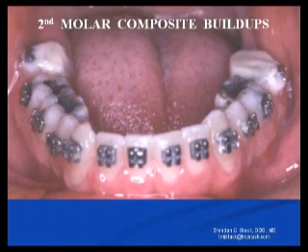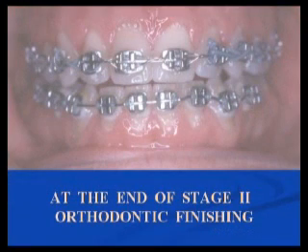On the lower arch, we put composite buildups and brackets on the rest of the teeth and level and align them. We put a molar tube on the second molars as high up as we can, even if it's on the composite buildup. This is the patient at the end of stage 2 orthodontic treatment.